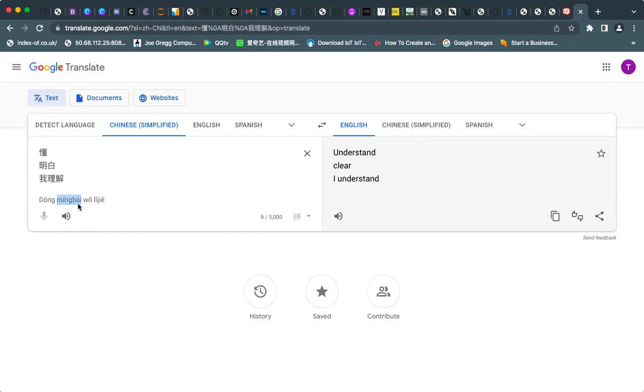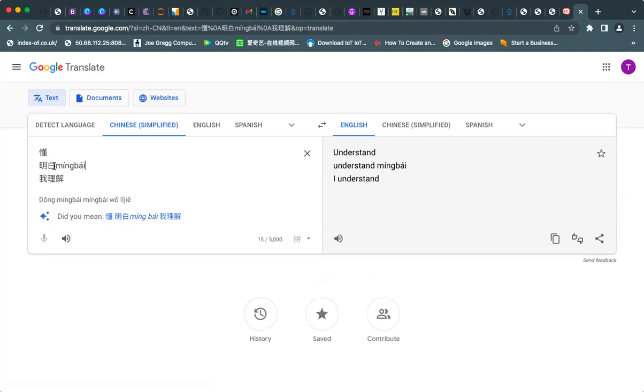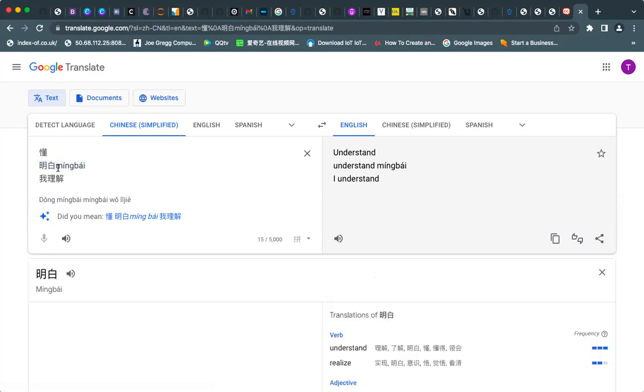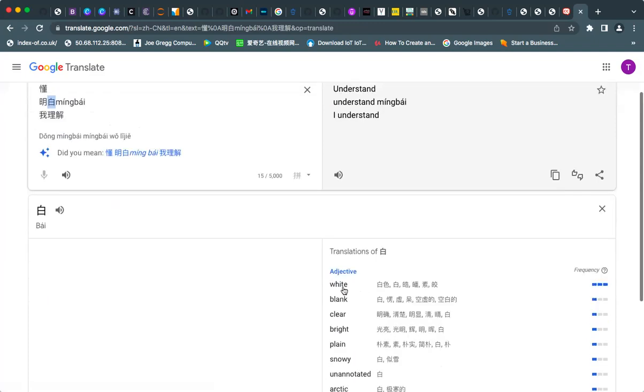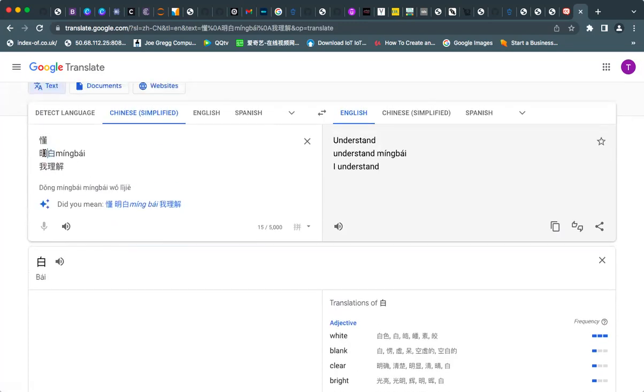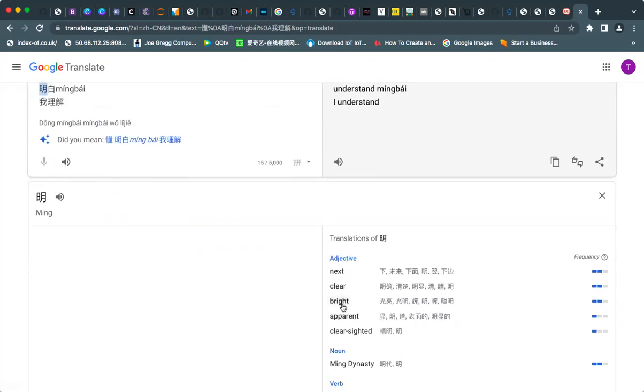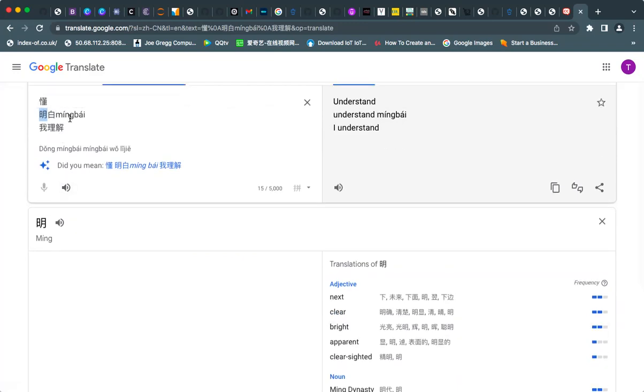Ming bai. Ming as in tomorrow, and then bai as in what? Two, as in 200, as in 100. Okay, this bai is for the color. So this color is what? Oh, color is white. White or bright or clear, right? And the ming is also for the same sense, right? Hence understand. Bright and clear, right?